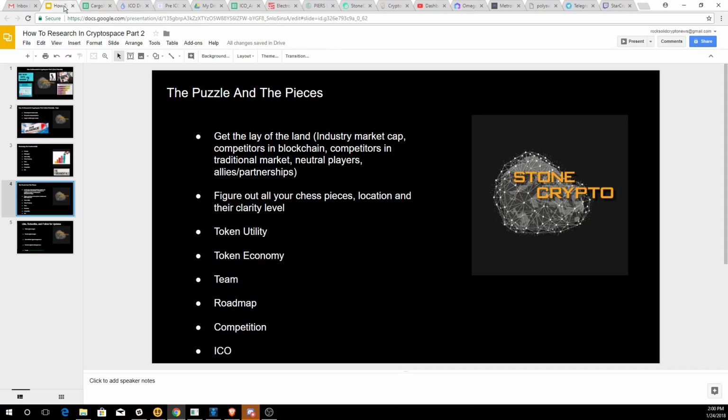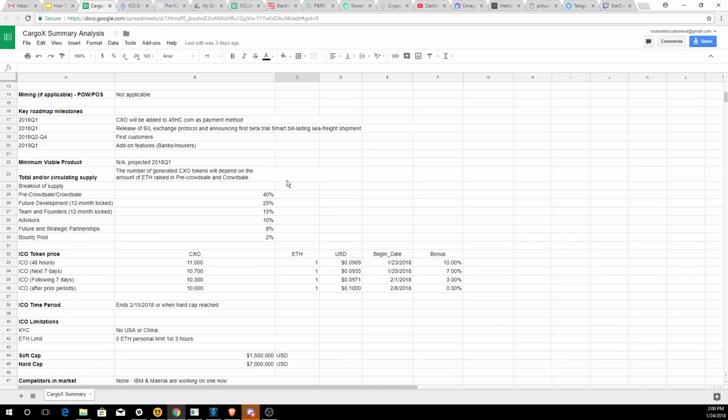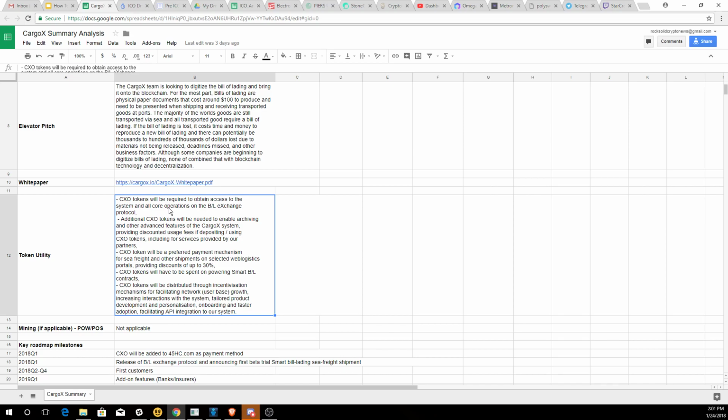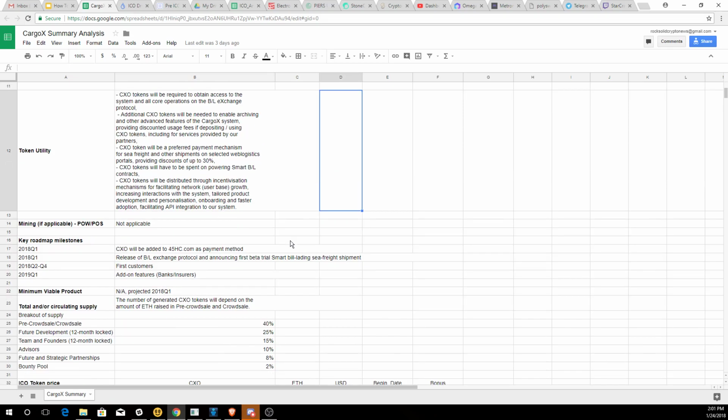Okay, and then you move on to the next section, token utility. Right here, CXO tokens will be required to obtain access to the system and all core operations on the BL exchange. Archiving, discounted usage fees for depositing CXO tokens. Okay, so the token utility looks good. Great, we can move on to the next section.